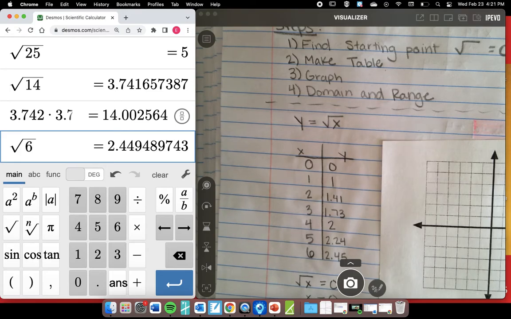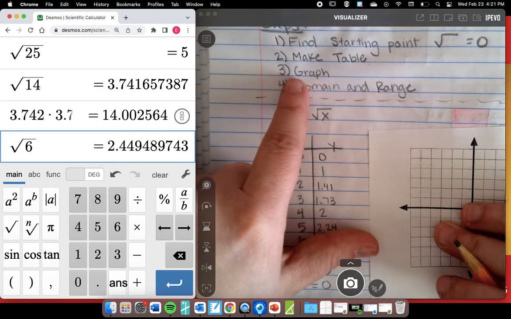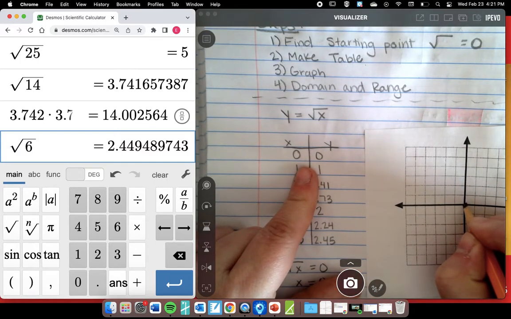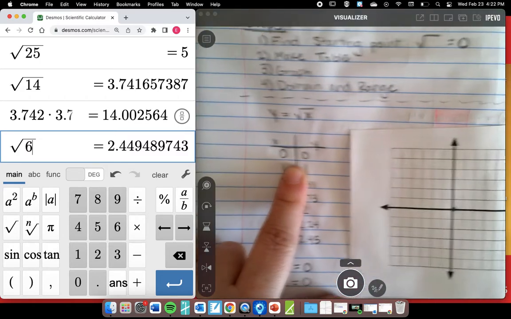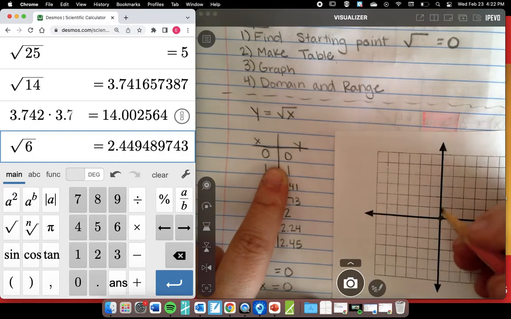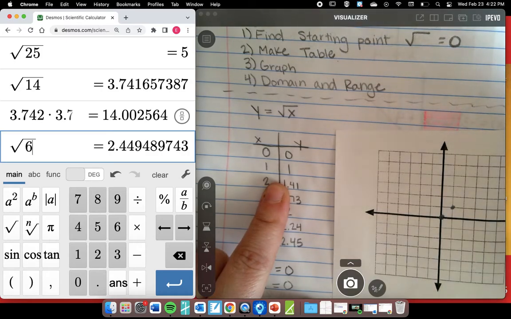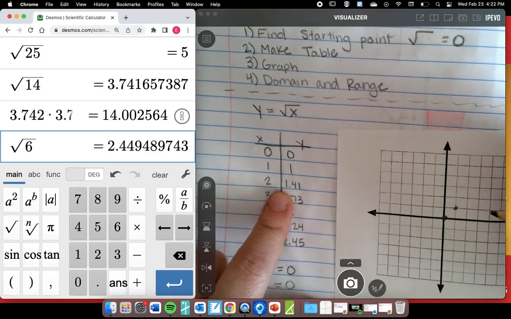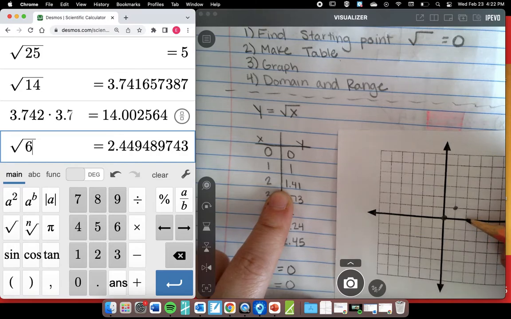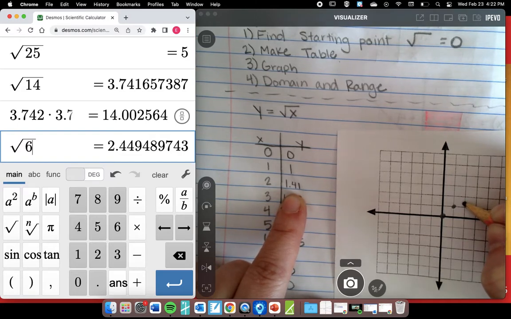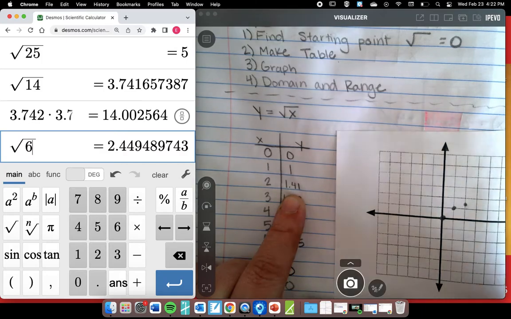So there's our table. Our next step is to do our graph, so we're going to plot these points. We have 0, 0, and that's our starting point, so we're not going to go beyond that. Then we have 1, 1: right 1, up 1. For 2, 1.41, I go to 2, and 1.41 tells me to go up to 1 and then not quite halfway, so in between 1 and 2, about 1.4.